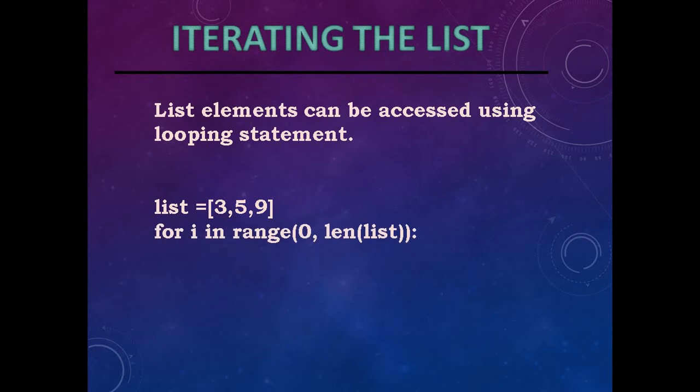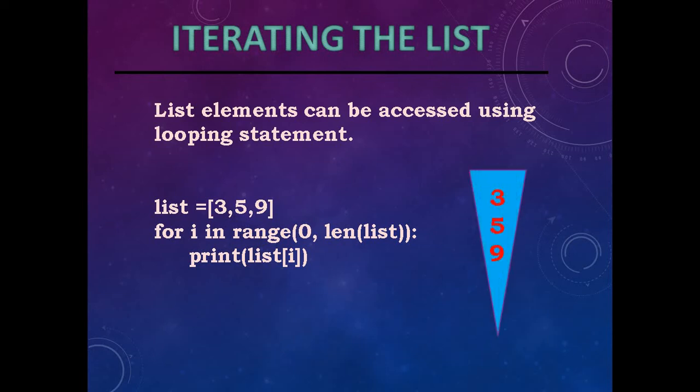for i in range(0, len(list)). So up to that length will be taken, starting from 0, and print list[i]. Print list[i] means the numbers in it will be printed. Can you guess what the output will be? Right, the output will be 3, 5, 9.